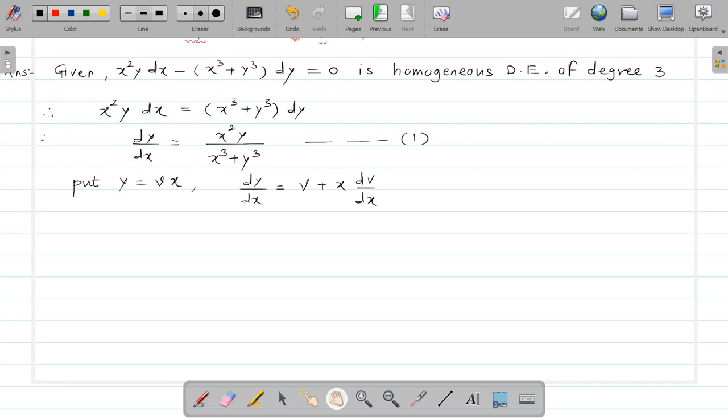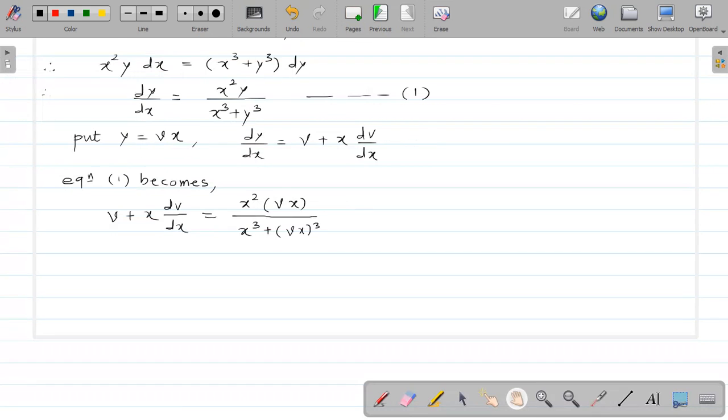Now see, after this substitution what will you get? Equation number 1 becomes, I will put all the values here. Hence equation number 1 becomes v plus x dv by dx is equal to x square into vx upon x cube plus (vx) cube. In place of y we will put vx and in place of dy by dx we will put v plus x dv by dx. Now simplify this.